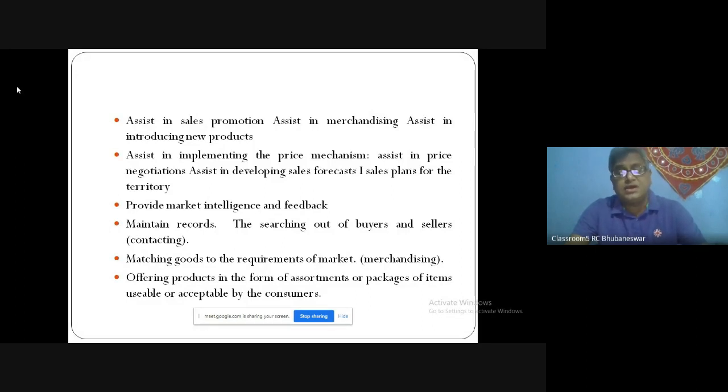Suppose at the time of production the cost is 100, when it reaches the customer that cost will be 150. It means transportation cost is added, some cost is added. What these costs are, we will discuss later. Another point is that if you want to search for a buyer or seller, it is easier to contact the buyer and seller through the distribution channel also.